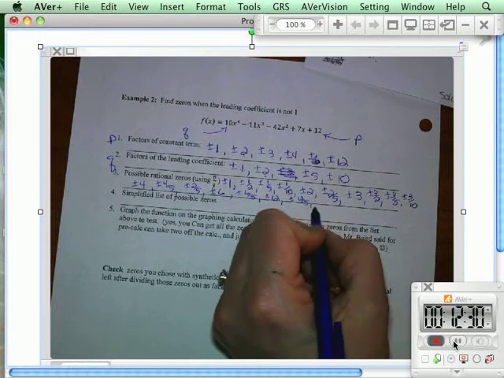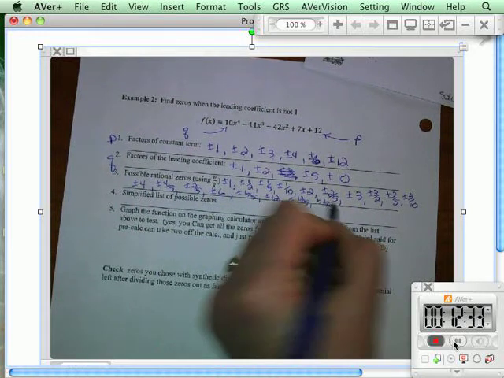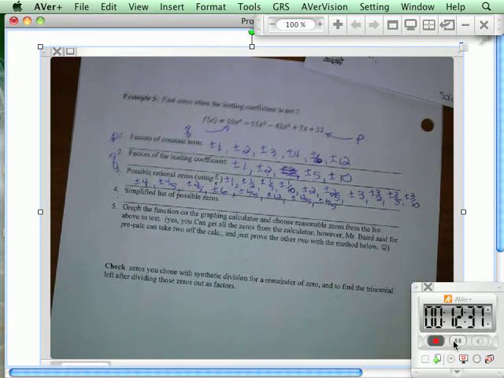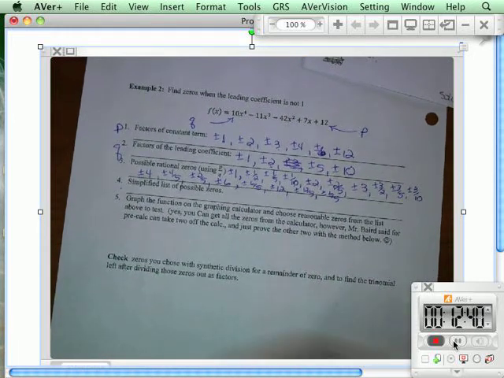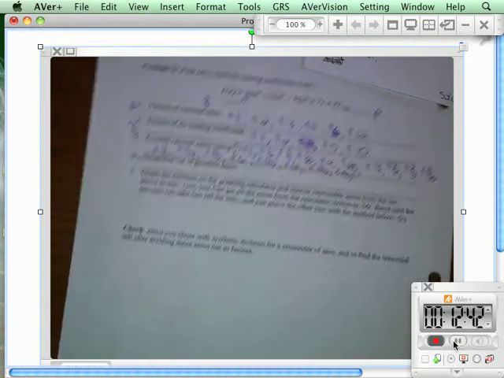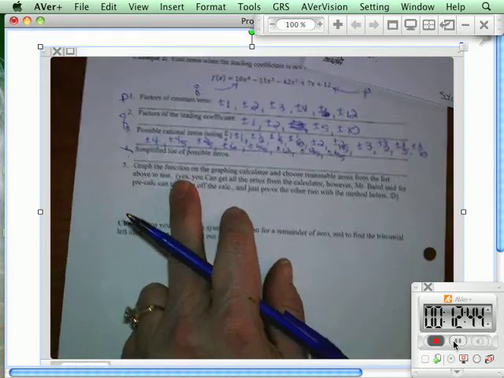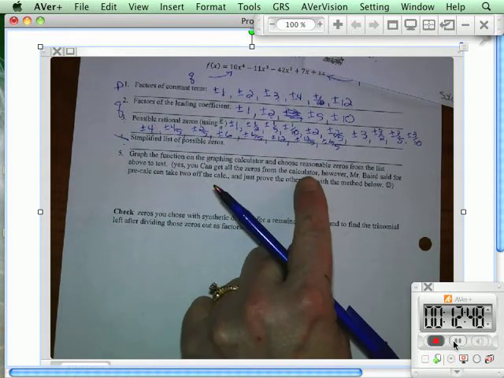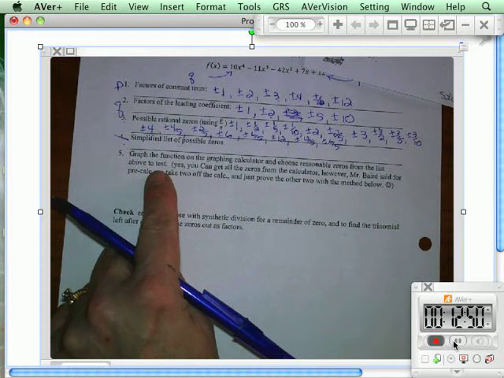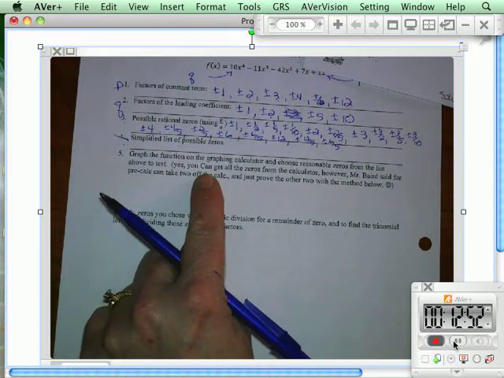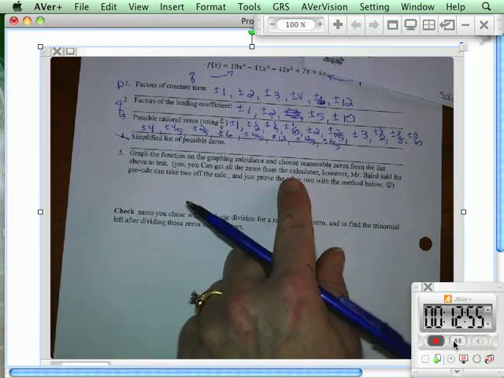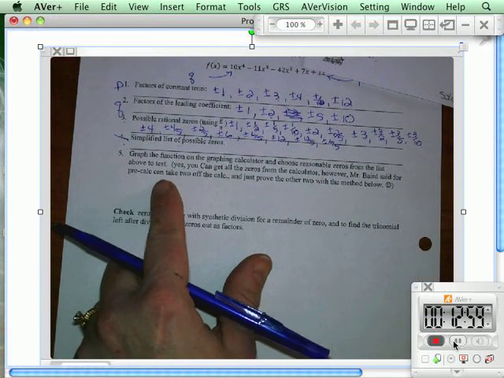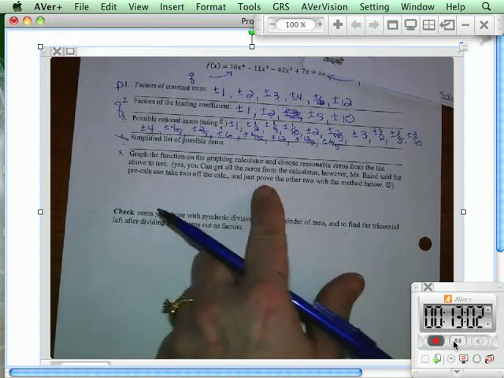So actually what I did was I did step 3 and 4 together. This is my whole simplified list of possible rational solutions. So we don't need to do step 4. All right, this is where I'm going to make it a little bit easier here. Graph the function on the graphing calculator and choose reasonable zeros from the list above to test. Yes, you can get all the zeros from the calculator. However, I went to speak to Mr. Baird, and he said for pre-calc, he'll let you take 2 off the calculator and just prove the other 2 using our method down here.